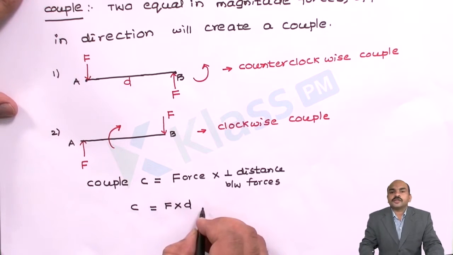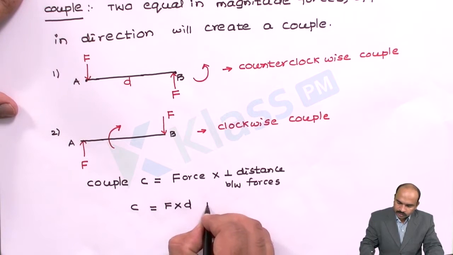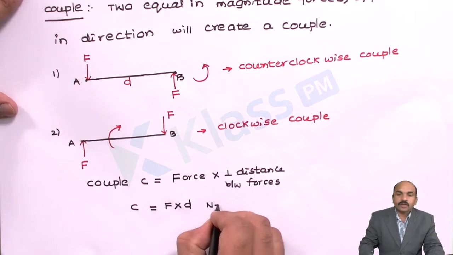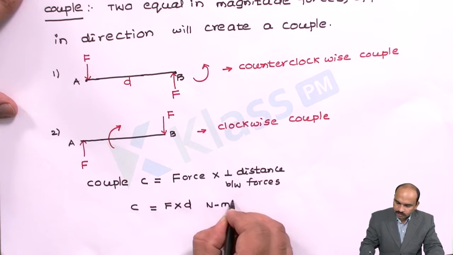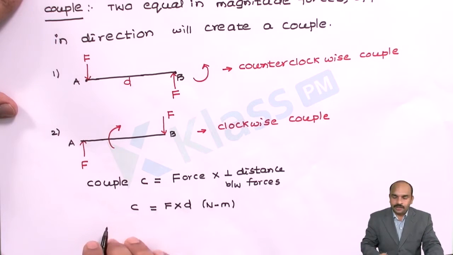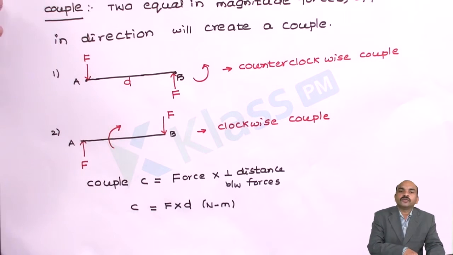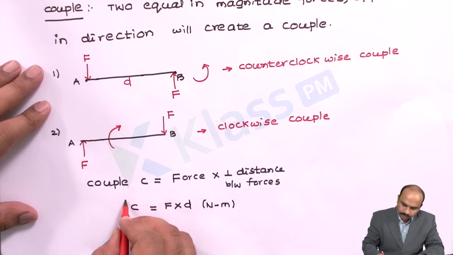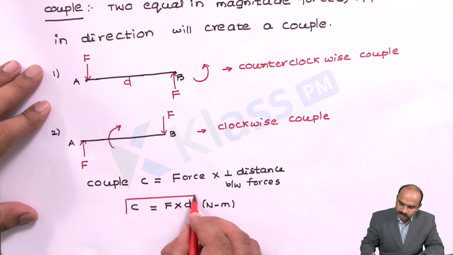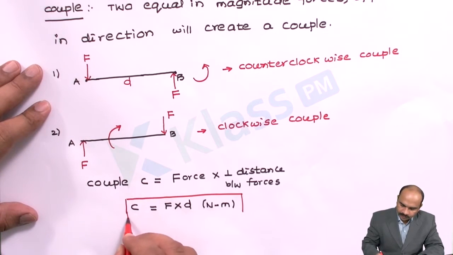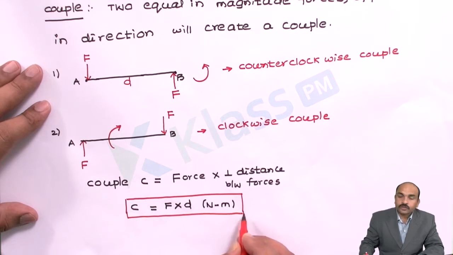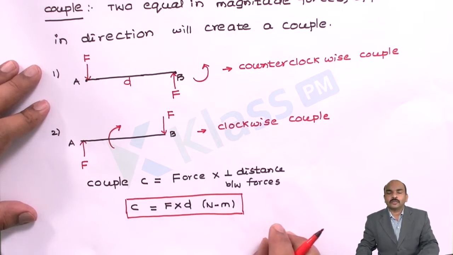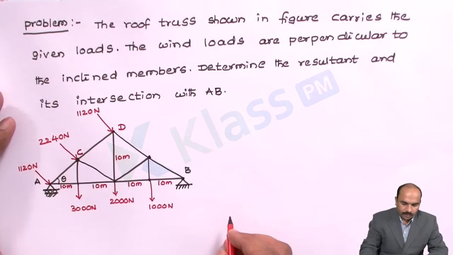Now what are the units for this couple? We know force unit is Newton, distance unit is meter. So Newton meter is the unit of the couple. Using this relation we can calculate the amount of couple acting on a bar. Given problem.